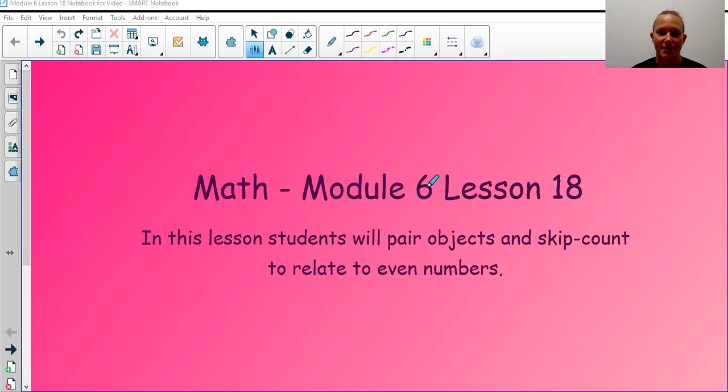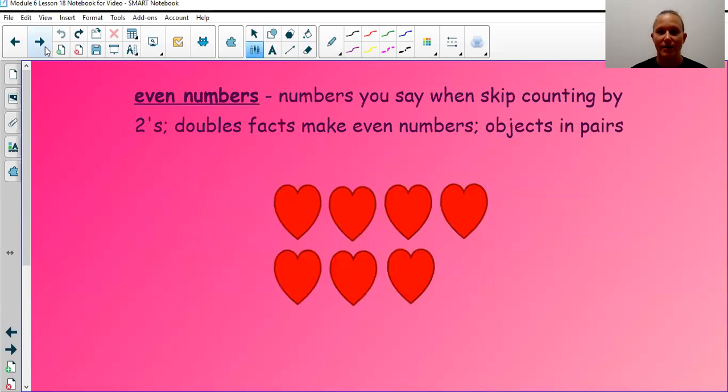Today you're doing Module 6, Lesson 18. In this lesson you will learn to pair objects and skip count to relate it to even numbers. So I know yesterday you learned a little bit about even numbers. Remember, these are numbers that we say when we skip count by twos. These are also doubles facts. When we have a doubles fact, they can make even numbers. And today we're going to learn about how we can pair objects together to find an even number.